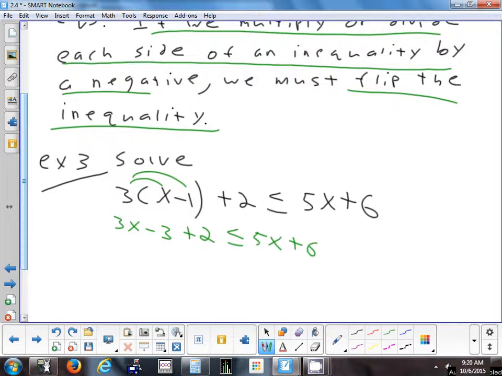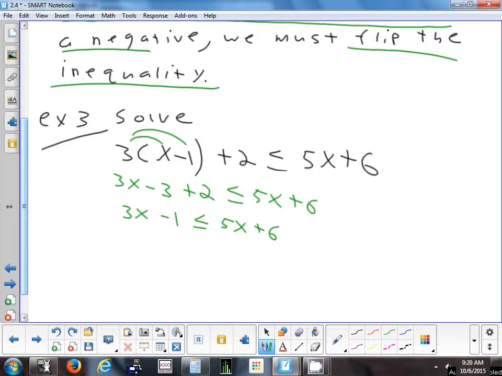Right. Tyler, what would be my next step on the left? You have to combine the terms. Yeah, we got to combine these like terms. Yep, -1. So 3x minus 1 is less than or equal to 5x plus 6. Now we're going to start moving stuff from side to side.